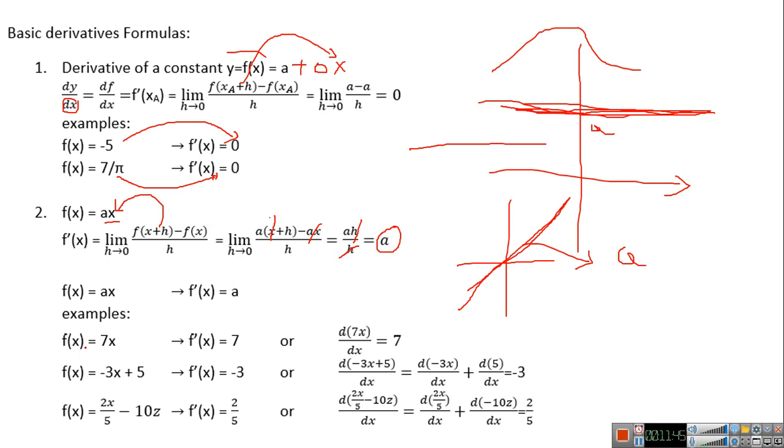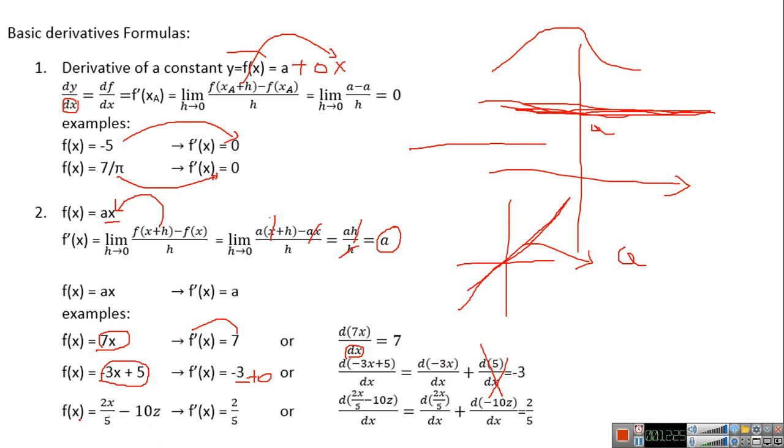What does it mean? If you have f of x equals 7x, the derivative is 7. Or you can write the derivative of the function f, which is d of 7x over dx, with respect to variable x. So the derivative is 7. Now if you want the derivative of minus 3x plus 5, we know that the derivative of minus 3x is minus 3, and derivative of a constant, we said, is 0. Or we can write it as derivative of minus 3x over dx plus derivative of 5 over dx. Derivative of a constant is 0, and derivative of ax is a, so minus 3.